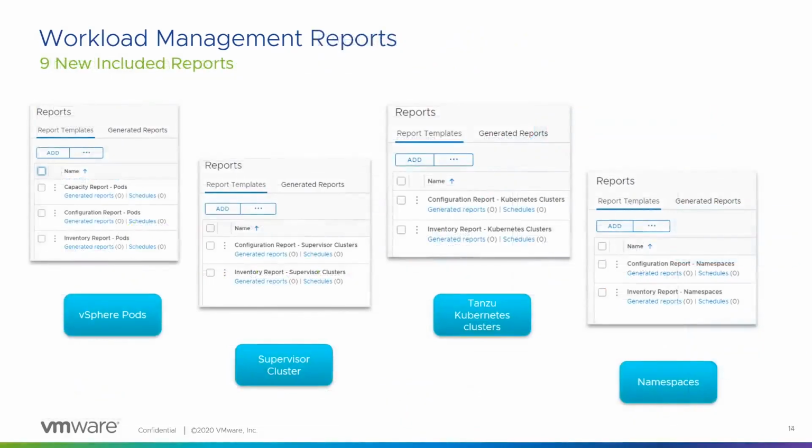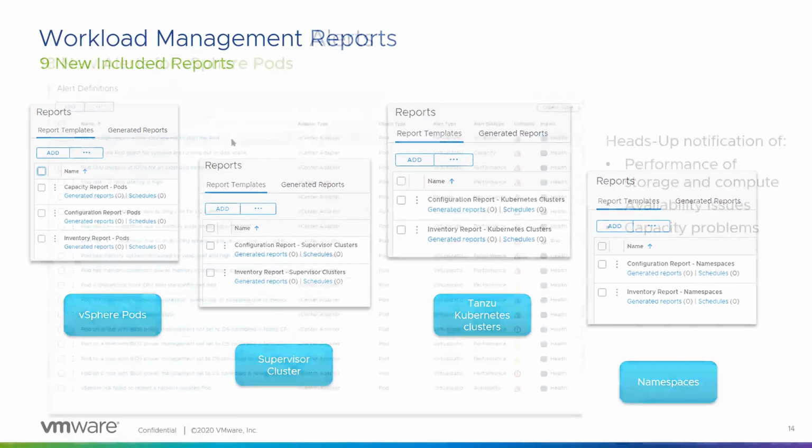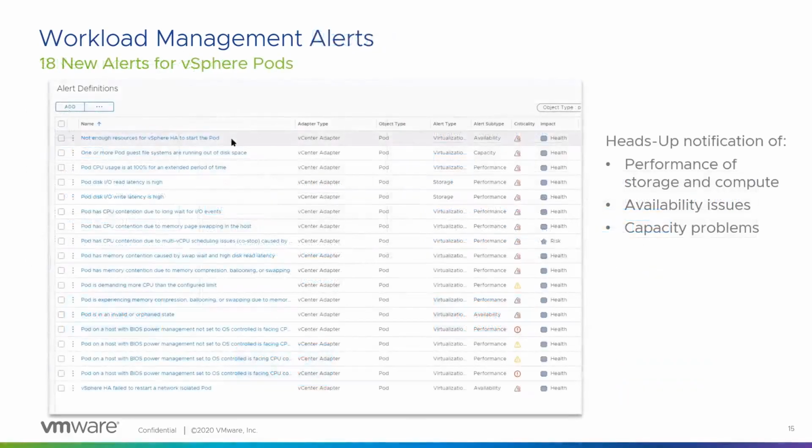We've also included 9 new reports for all of these new workload management constructs. So for the vSphere pods, supervisor clusters, Tanzu Kubernetes clusters, and namespaces. And these reports, again, are all around the concepts of configuration, inventory, and capacity of these objects. And there are also 18 new alerts for vSphere pods to give you insight into any sort of issues with performance, with your storage and compute, availability, capacity problems, anything that you really want to be aware of.